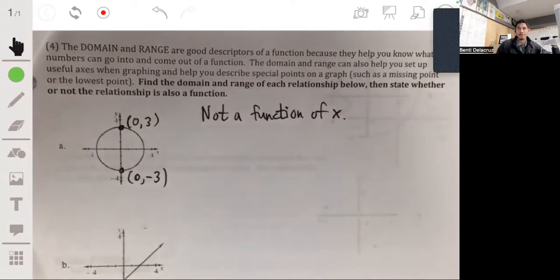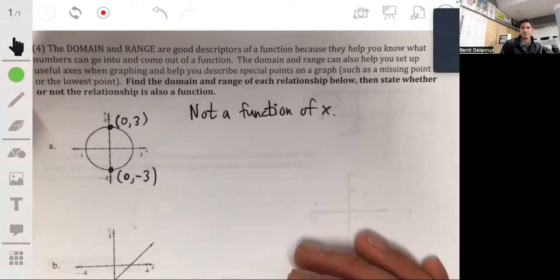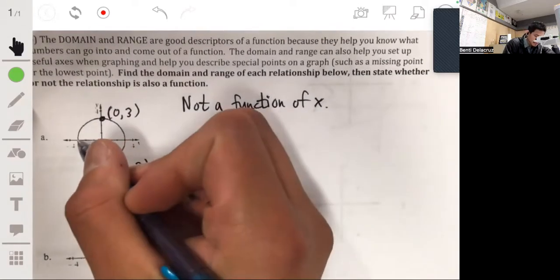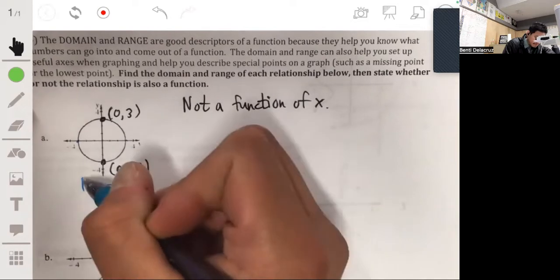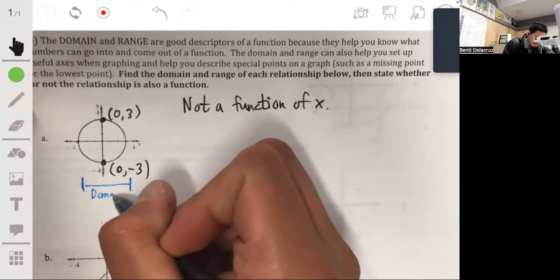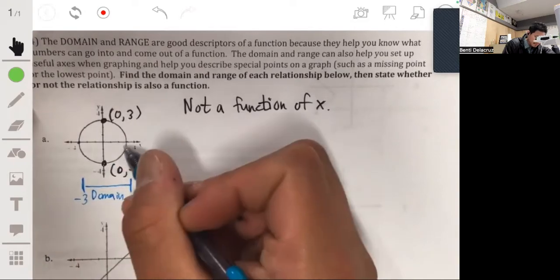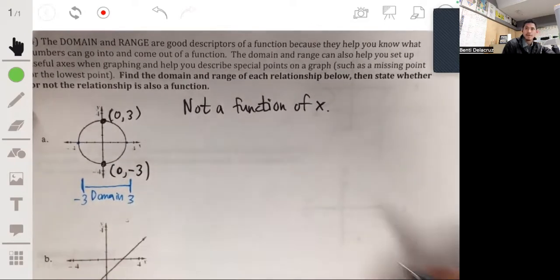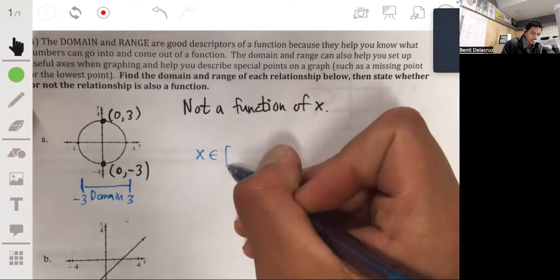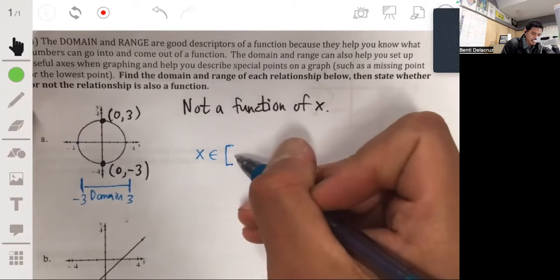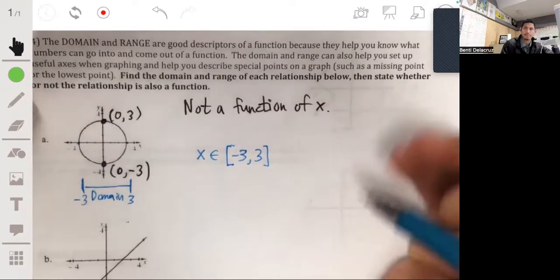But let's go ahead and now write the domain. So the domain is, remember, the set of x values. So let's look at this from left to right. So from here to here, essentially, from left to right, will be the domain. And the leftmost point is at -3, and the rightmost point is at 3. So the domain is a set of x values from -3 to +3. And we're going to put a bracket because we include those values, -3, comma 3 with brackets around it.